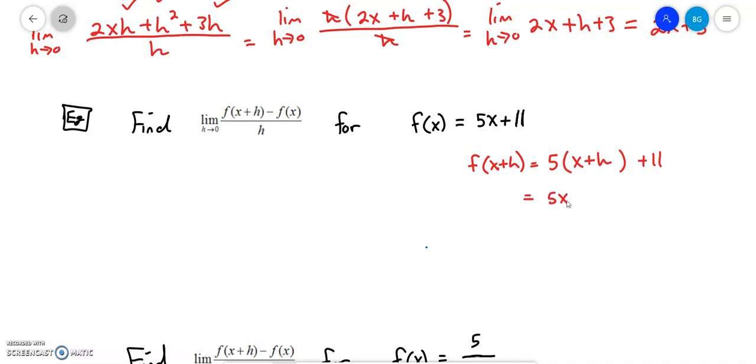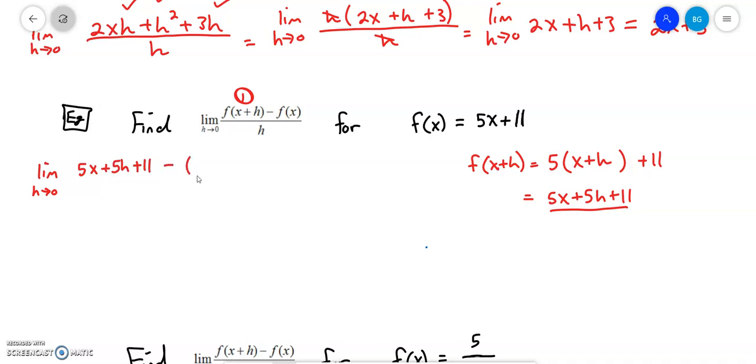Let's distribute. Doesn't seem like there's going to be like terms. And so let's come over here and write out our difference quotient. Now remember, this is just like a set of instructions. First, we're going to write f of x plus h, which is this. So it's going to be 5x plus 5h plus 11.